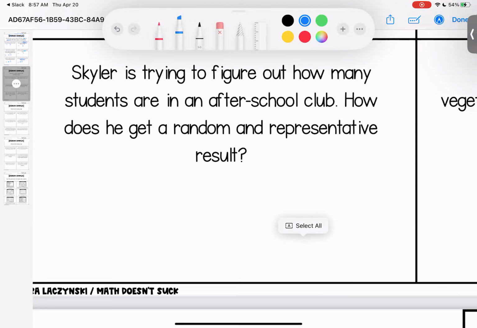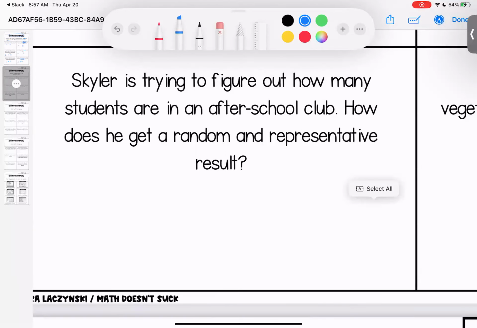Skylar is trying to figure out how many students are in an after-school club. How does he get a random and representative result? Again, he needs to look at how many people there are that he is polling and poll a good percentage of them. So he could either choose to poll one grade. He could choose to poll a certain amount of people from each grade.